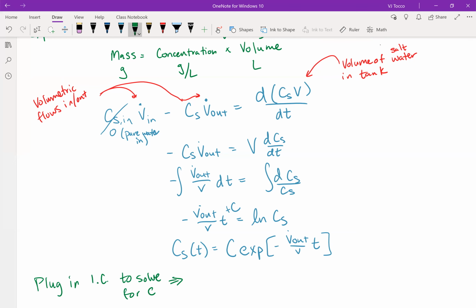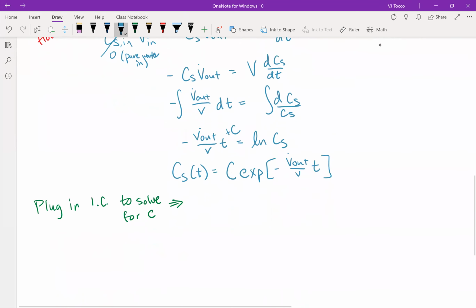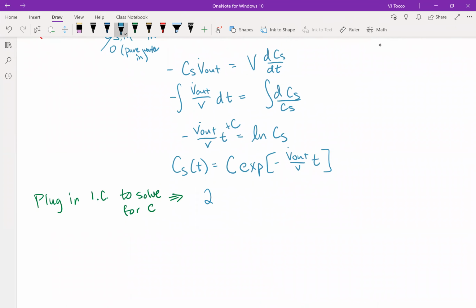So my initial condition, if I scroll up just to check, was that CS at time 0 is equal to 2 grams per liter. So if I plug in 0 here, I'm going to obtain 2. So 2 is equal to C, e to the 0, which is canceling to 1, and that gives me that C is equal to 2. So answering the question, CS as a function of time is equal to 2 times the exponent of minus V out over V.